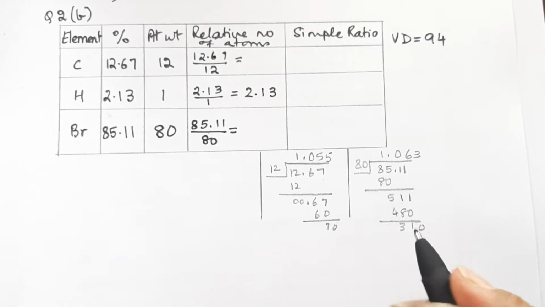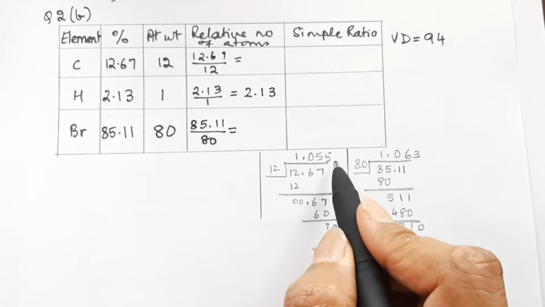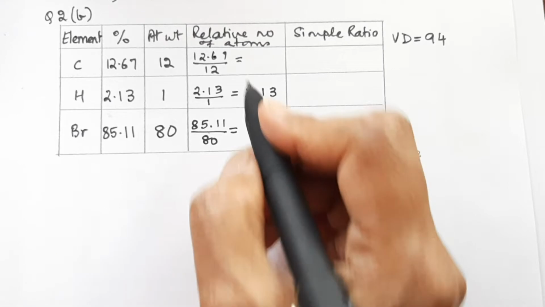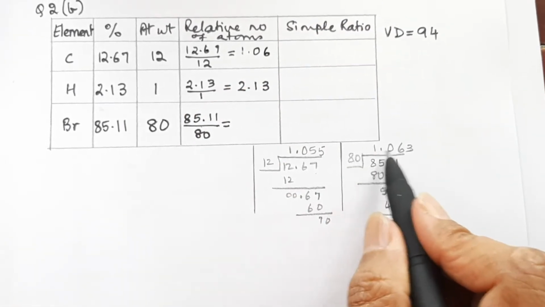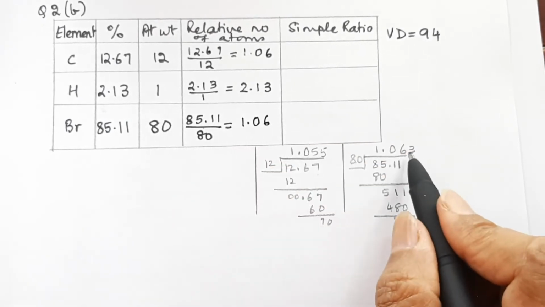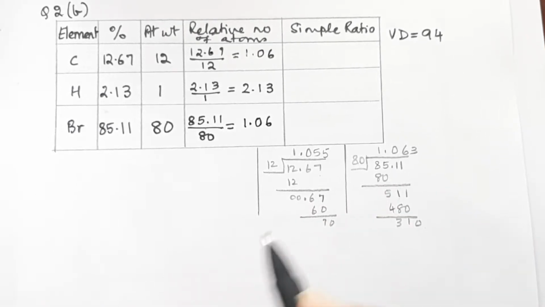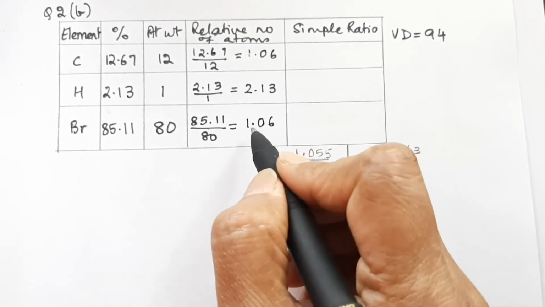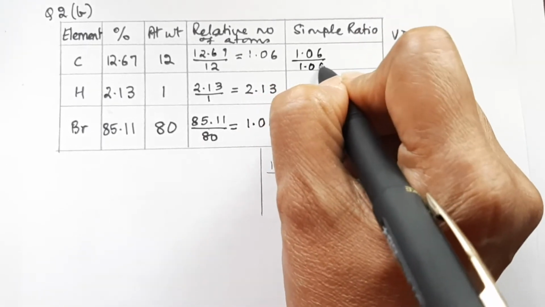So let us see here. This is 1.055. Now can you see this is 1.06? I am going to round this off to 1.06, so that it will have the same number as this. Alright, I am not taking the third decimal place. I am going to take till 2 decimal places. Now simple ratio means you are going to divide each one of them with the least number. So 1.06 upon 1.06, that will be 1.